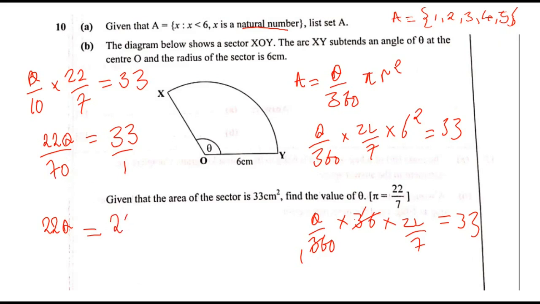So as we multiply 70 by 33, we get 2310, and then we divide by 22 and divide this side by 22, and we cancel there, which means theta is equal to 2310 divided by 22, and the answer is 105. So theta is equal to 105 degrees, because it's an angle, so it's 105 degrees.